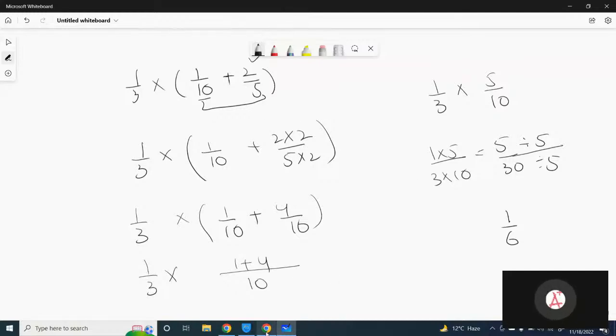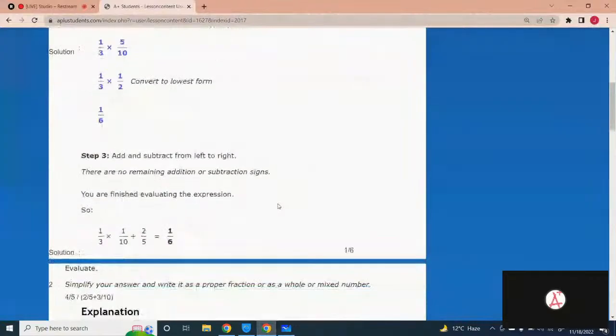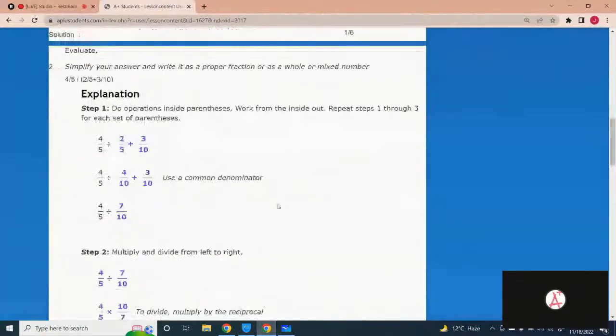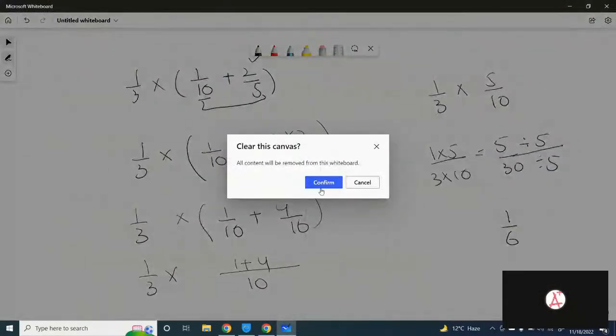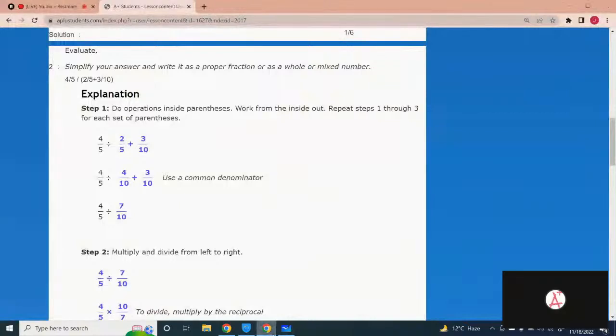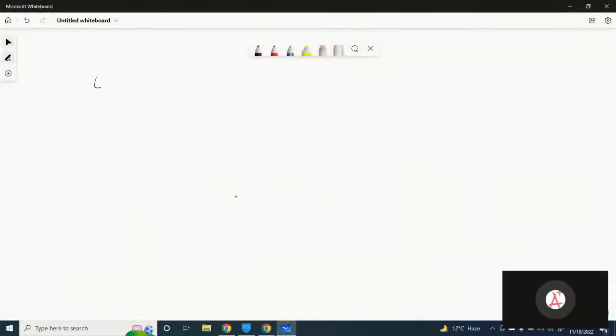Let's see if we have another example in the tutorial. Yes: 4 by 5 divided by (2 by 5 plus 3 by 10). Let's do the next one: 4 over 5 divided by 2 over 5 plus 3 over 10. Again, you have 2 by 5 and 3 by 10 in parentheses, so you always have to solve the parentheses first. It doesn't matter which operations are inside the parentheses.